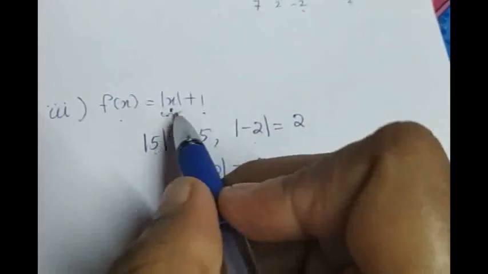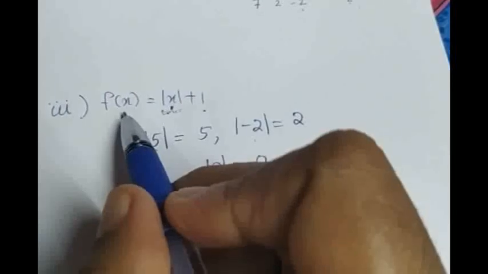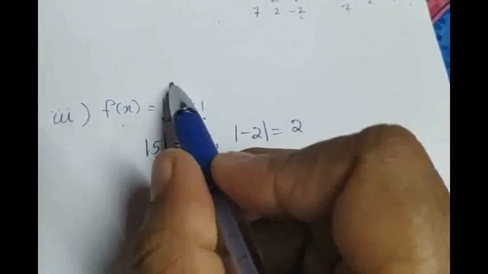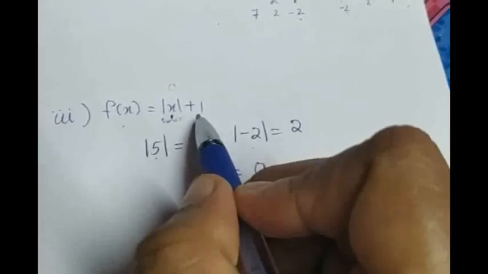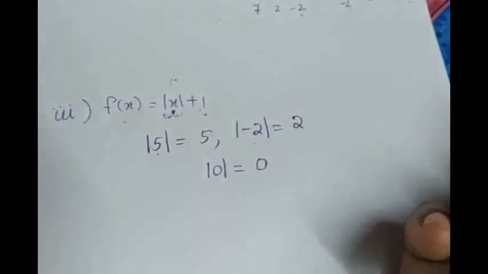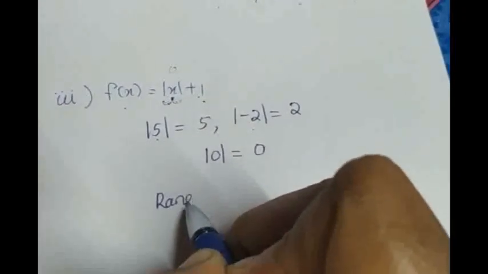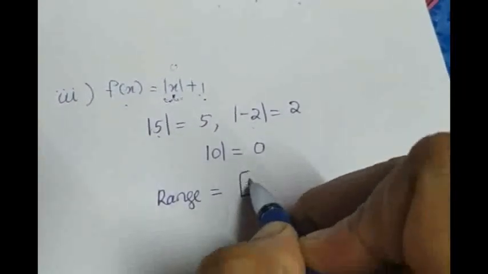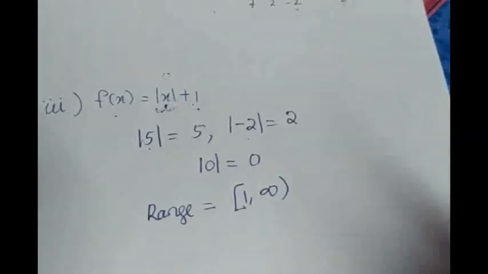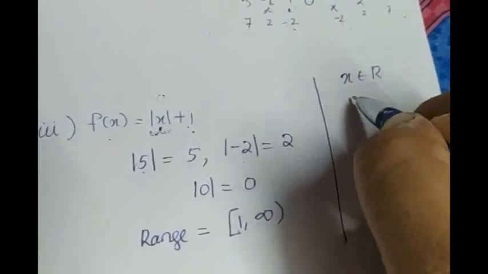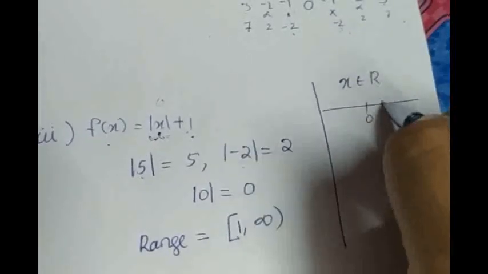Then is it possible to take a negative value for f of x? No, the starting value of f of x will be 0 plus 1, that is 1, and it can increase to the maximum value. That means the range will be the closed interval 1 to infinity. I will explain again. x can take x element of R. That means x can take all the real number values.